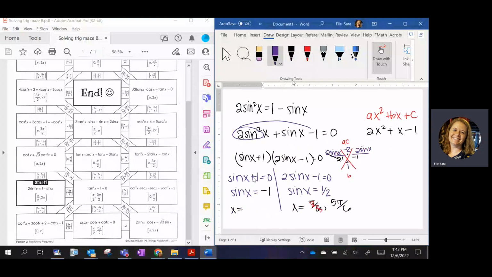Okay, so then that -1 over here, it's -1. So sine is -1 at 3 pi halves. So those are the two solutions that are in this particular interval. So I follow that path, and then this would be the second problem I do.